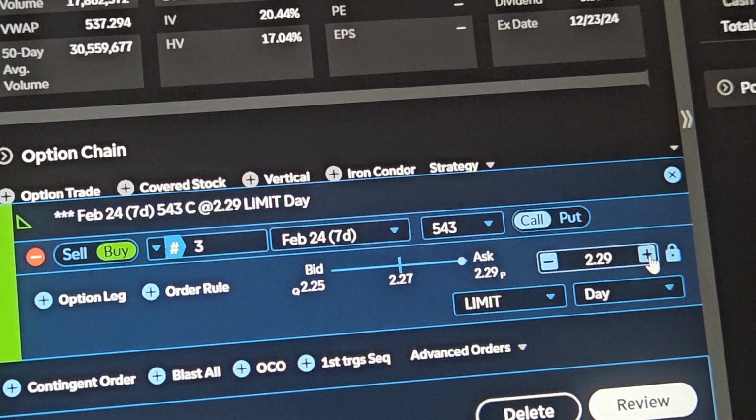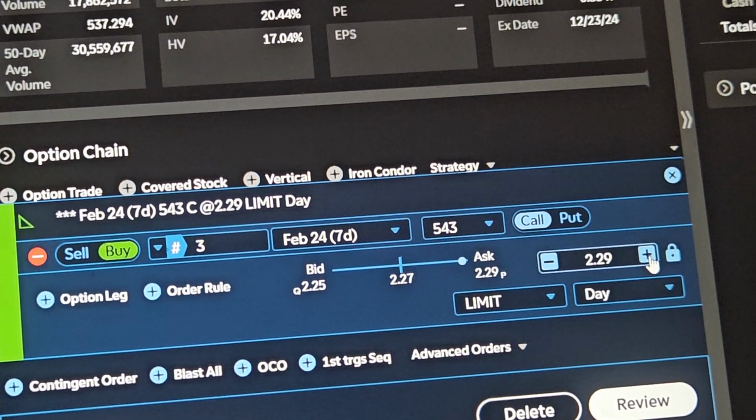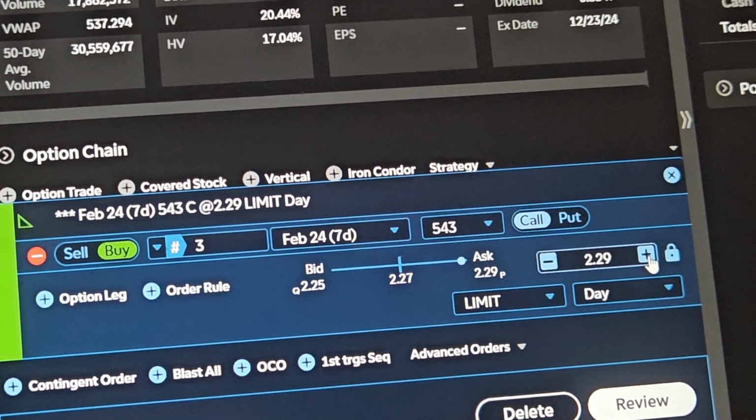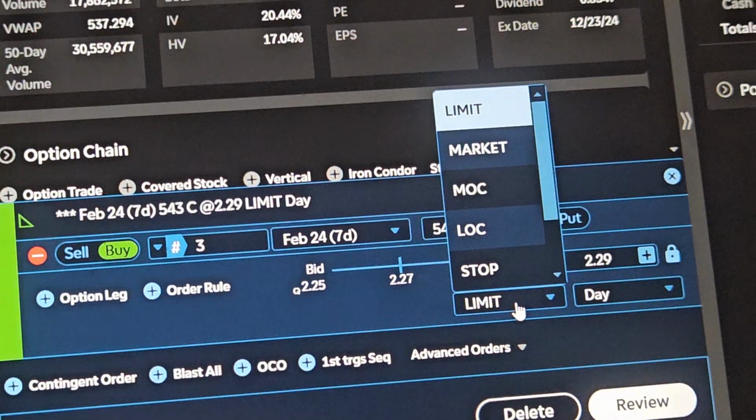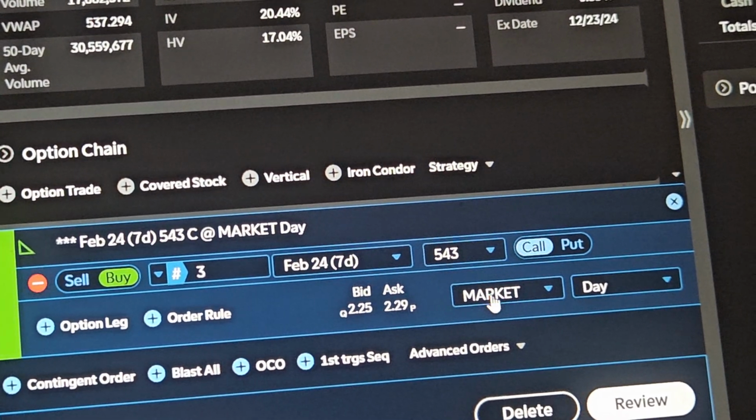Even though it's only a penny here, you've got to be careful because on some stocks there is a big difference between the bid and the ask, and I'll give you an example of that. Also, what you could do is just go to market. But again, when you go to market, you're going to pay the ask.